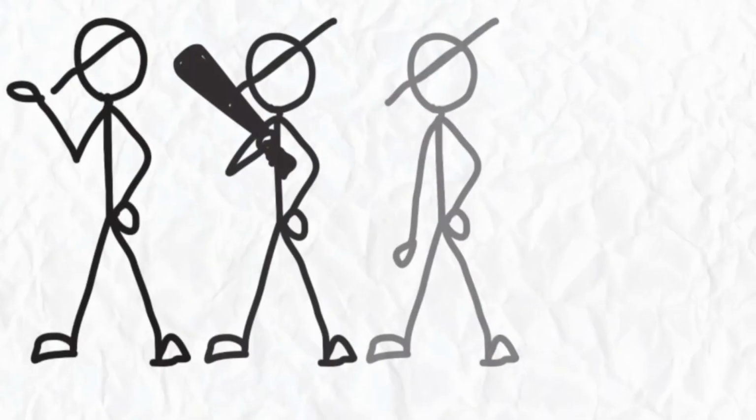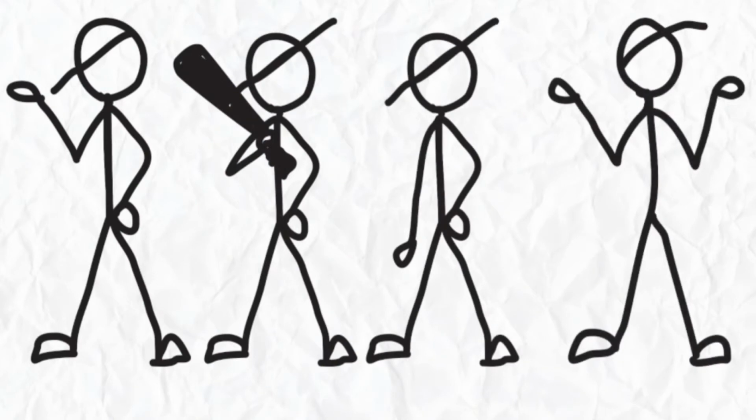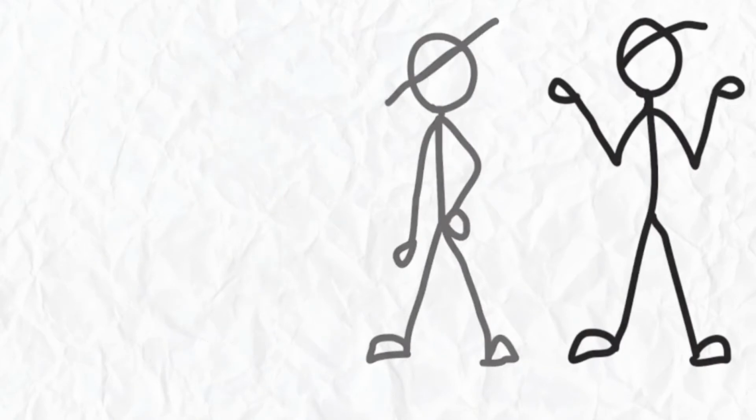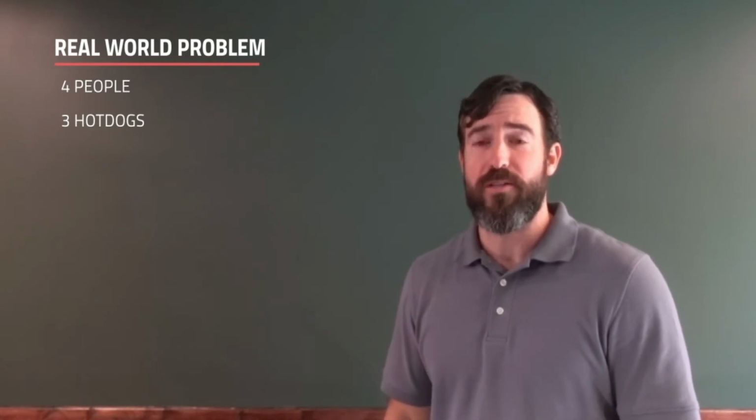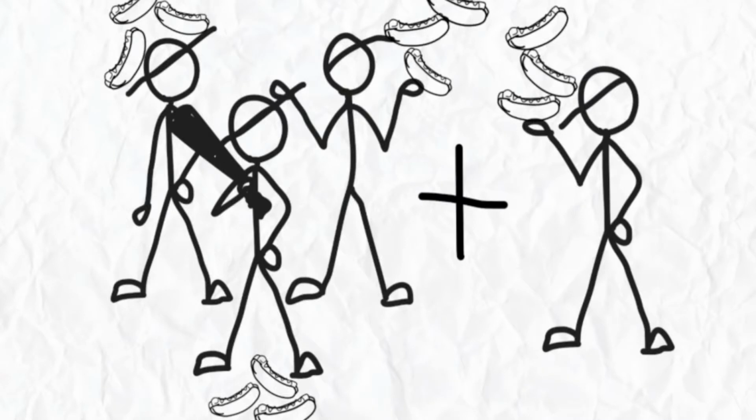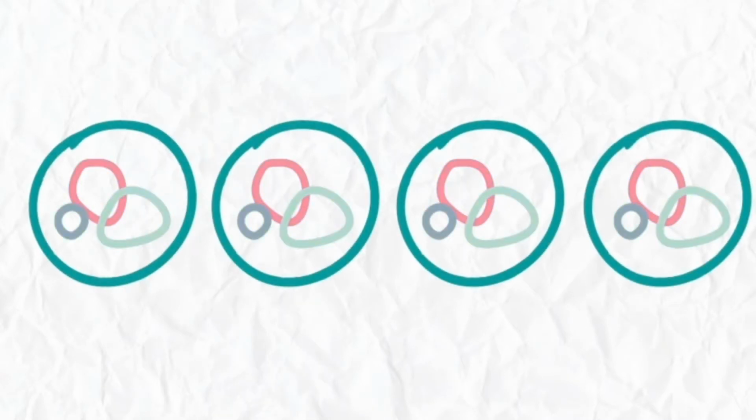Go ahead and write that problem at the top of your paper, leaving a blank for the unknown. People are going to represent our number of groups. So we have 4 groups. On your paper, go ahead and draw 4 groups using large circles. Each of those 4 people ordered 3 hot dogs. So the hot dogs are going to be the size of our groups. So on your paper, go ahead and draw 3 small circles inside of the 4 circles that we already have drawn. Yours should look something like this.